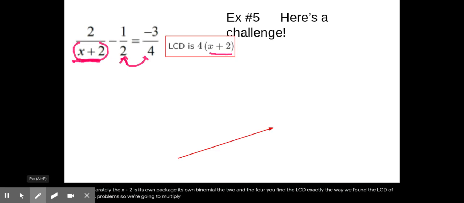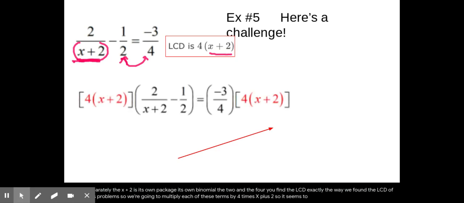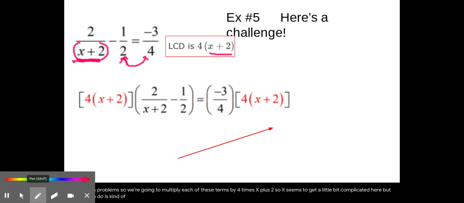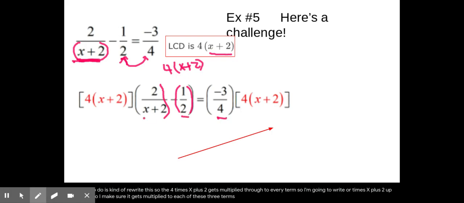So we're going to multiply each of these terms by 4 times x plus 2. So it seems to get a little bit complicated here, but what I like to do is kind of rewrite this so the 4 times x plus 2 gets multiplied through to every term. So I'm going to write 4 times x plus 2 up here again, just so I make sure it gets multiplied to each of these 3 terms.